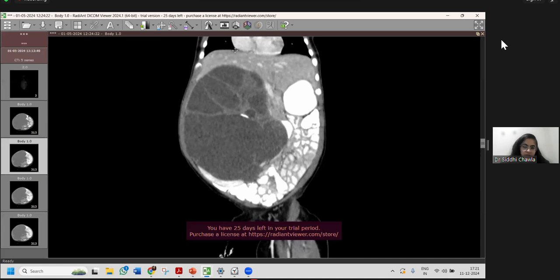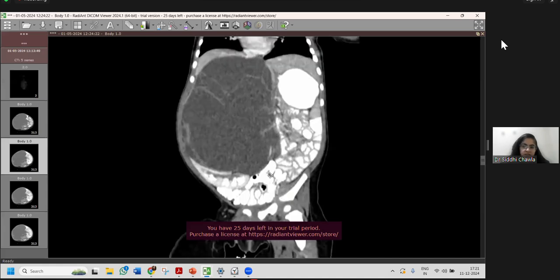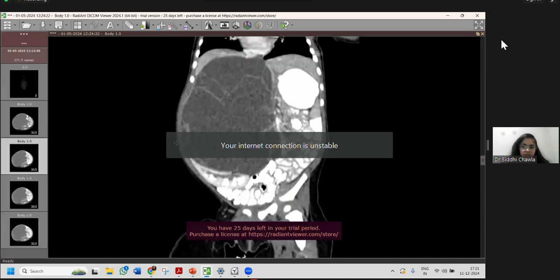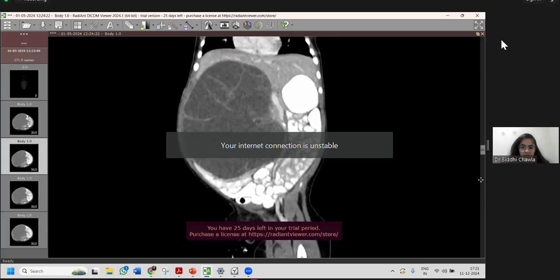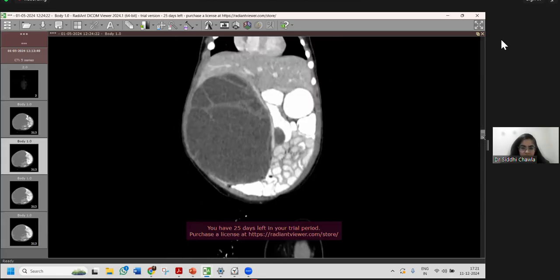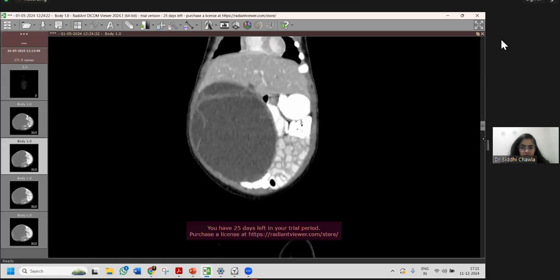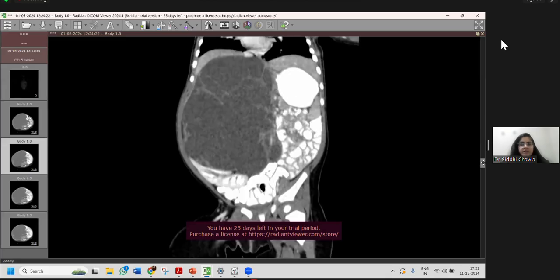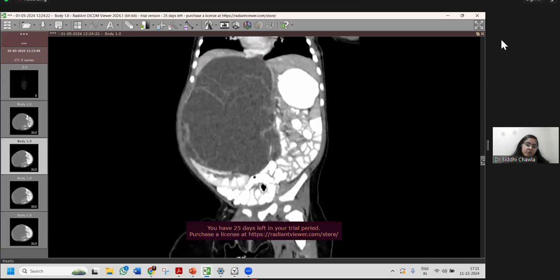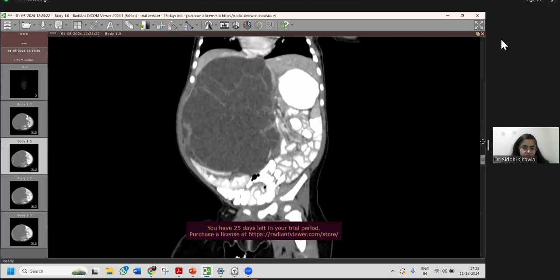The relations of the tumor. We see that the lesion is extending right up to the subdiaphragmatic location, and medially and inferiorly it is displacing the kidney also, and it is displacing the small bowel also. So how do you tell whether this is arising from the kidney or from the liver?